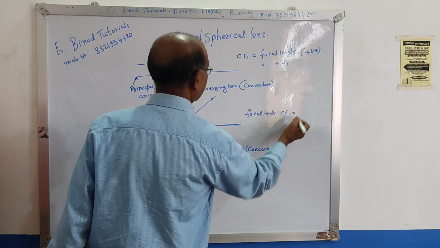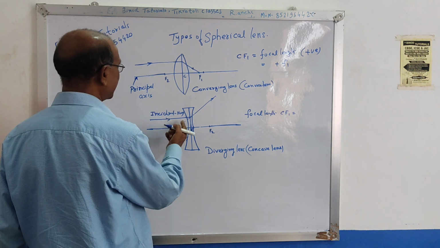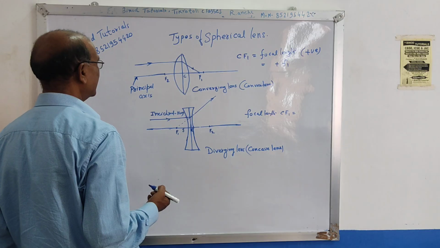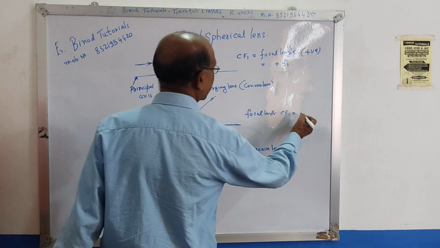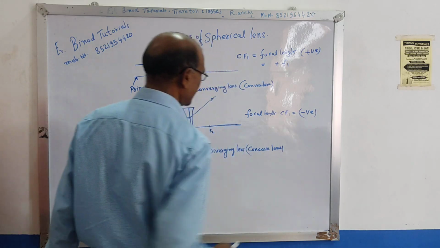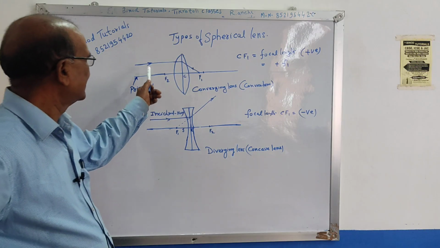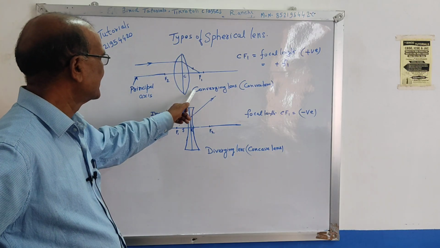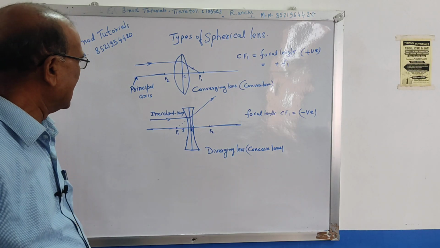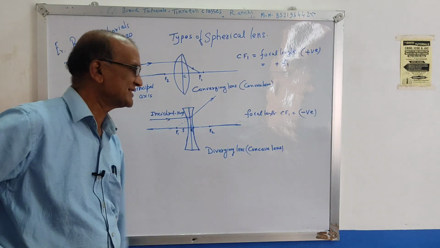CF1, focal length CF1 will be taken as negative because this distance we are measuring against the path of incident ray. So this is taken as negative. Focal length CF1 will be taken as negative. So you must remember that the focal length of a convex lens will be taken as positive and diverging lens, the focal length will be taken as negative.